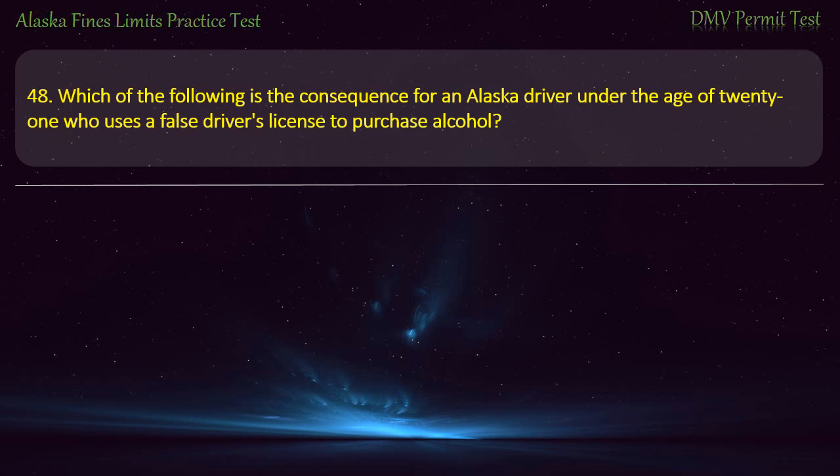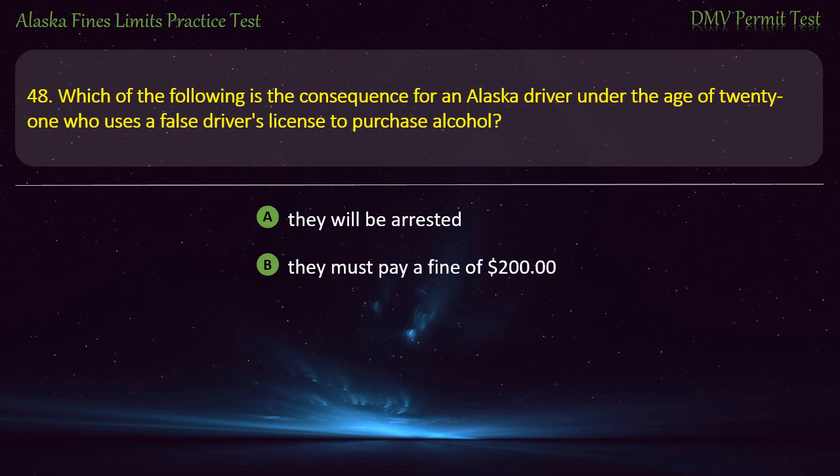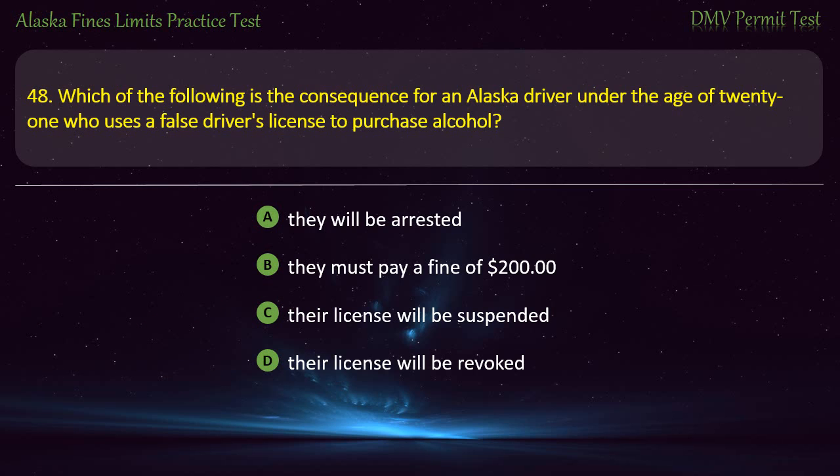Question 48. Which of the following is the consequence for an Alaska driver under the age of 21 who uses a false driver's license to purchase alcohol? They will be arrested. They must pay a fine of $200. Their license will be suspended. Their license will be revoked. Answer: Their license will be revoked.